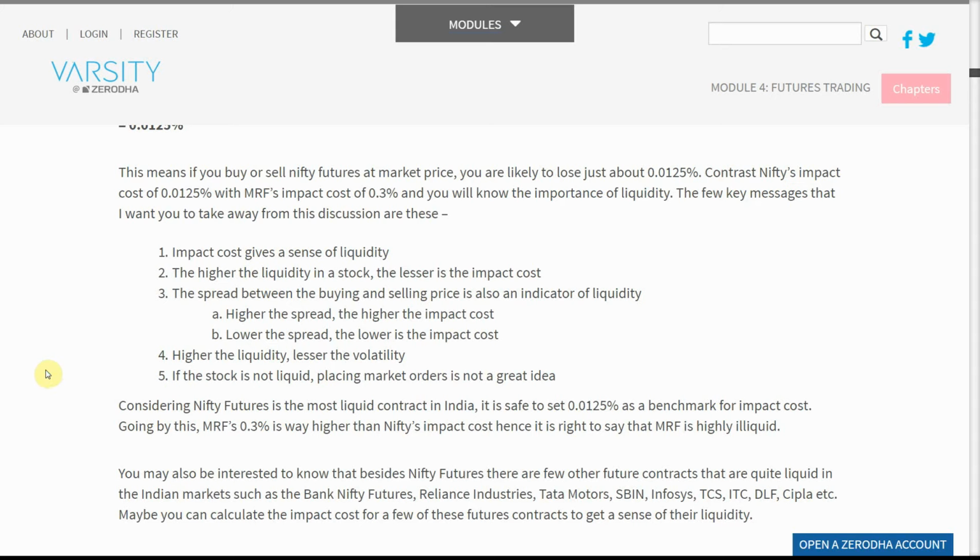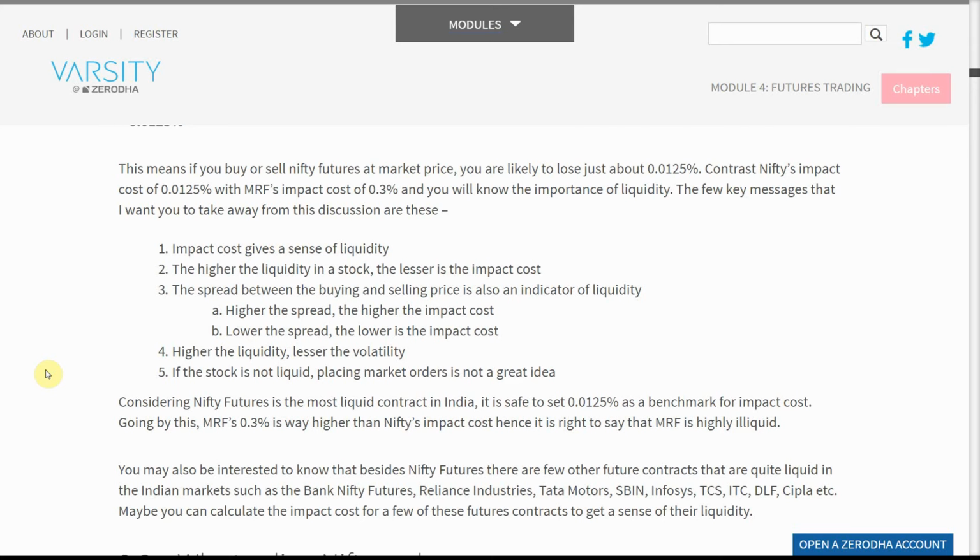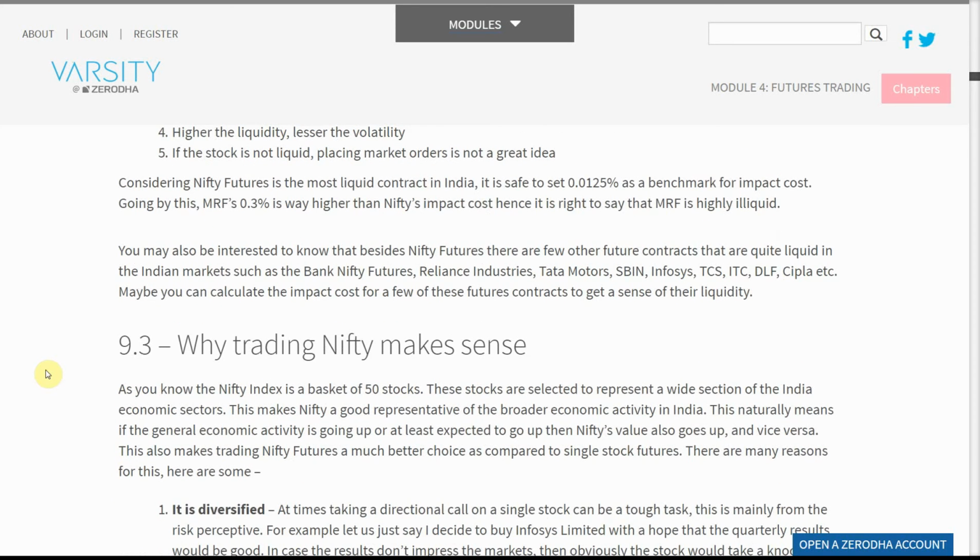If the stock is not liquid, placing market orders is not a great idea. Considering Nifty futures is the most liquid contract in India, it is safe to set 0.0125% as a benchmark for impact cost. Going by this, MRF's 0.3% is way higher than Nifty's impact cost, hence it is right to say that MRF is highly illiquid.